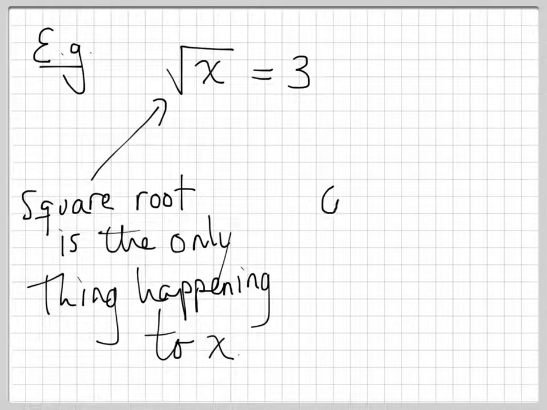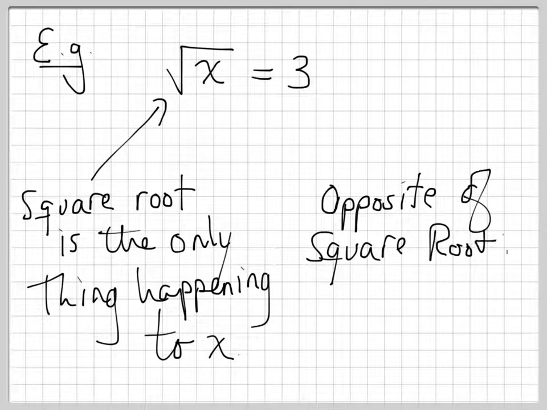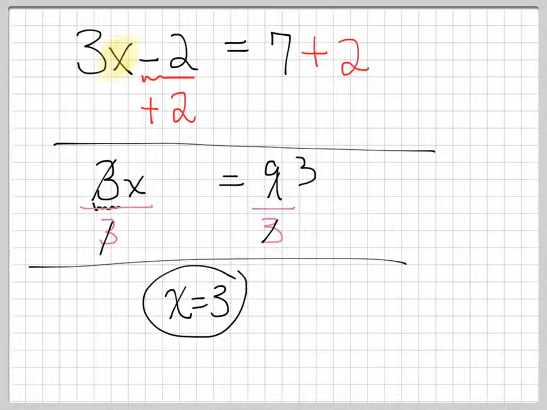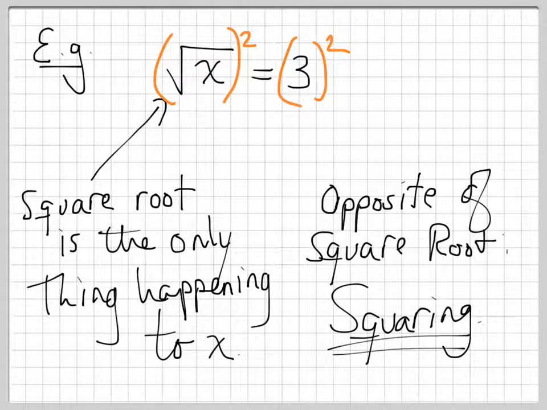So the opposite, right? The opposite of square root is squaring. Right? See what we did over here. To undo subtracting 2, we had to add 2. To undo multiplying by 3, we had to divide by 3. And so to undo taking the square root, what we need to do is square both sides.